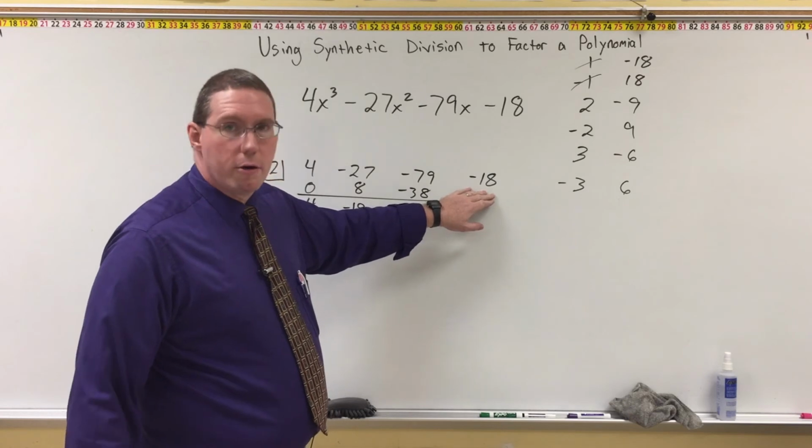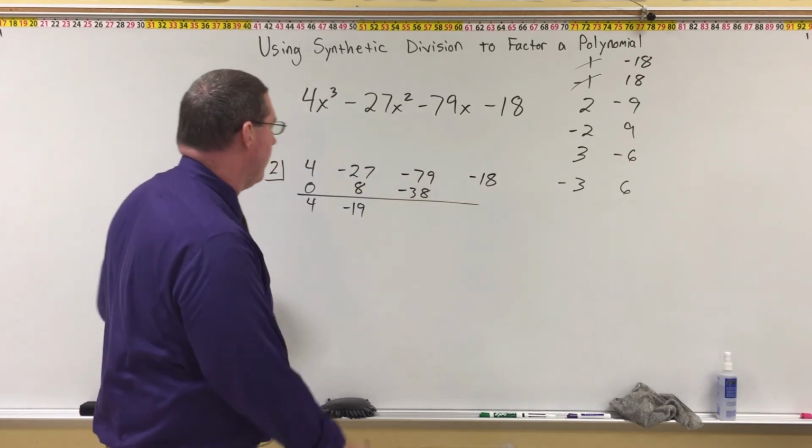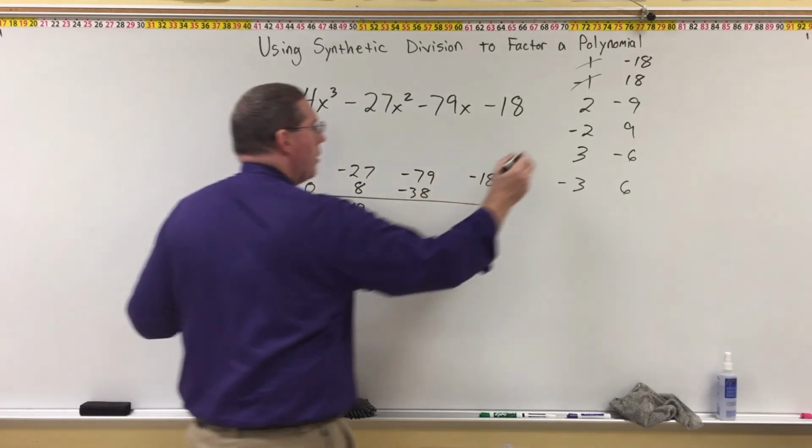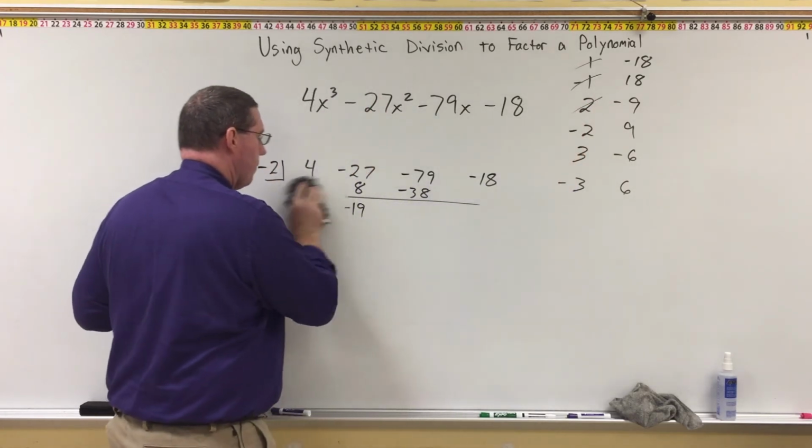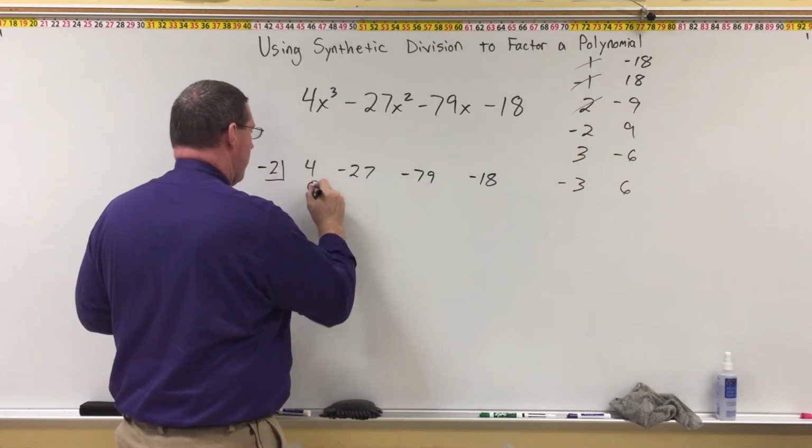This can become negative 200 and something. It is not going to cancel out the negative 18. Therefore, let's move on to the negative 2. Try another one. Put a 0 here.